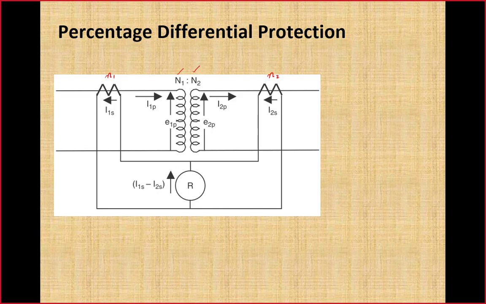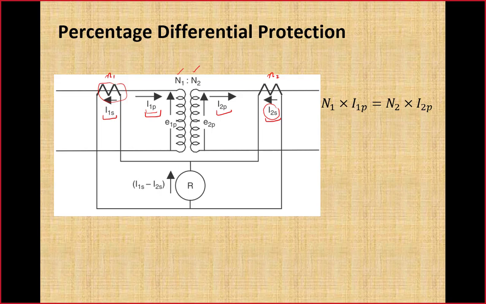For example, this current I1P means this is the current on the winding 1 side and on the primary side of this CT. Similarly, this current I2S means this is the current on winding 2 of the main transformer and on the secondary side of the CT. So these two, I1P and I2P, are the transformer currents, and these two currents, I1S and I2S, are the CT secondary currents on the two sides of the main power transformer.